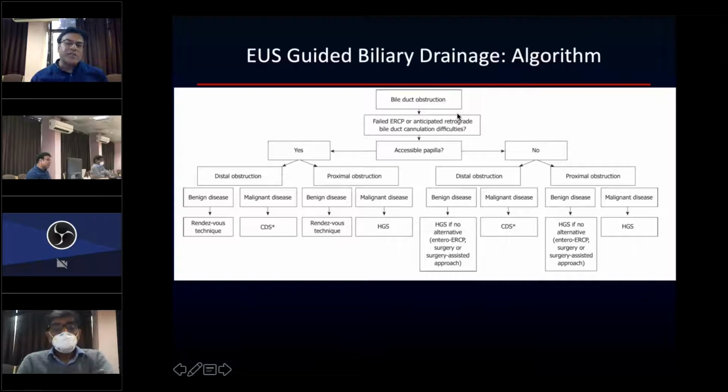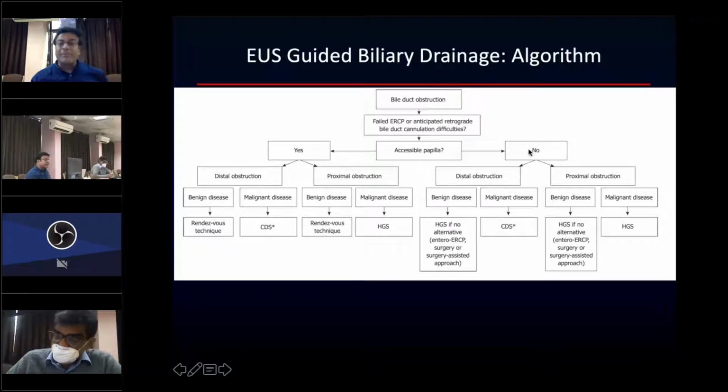So this is the algorithm that is followed once we see whether the papilla is accessible or not. If the papilla is accessible and there is a distal obstruction which is malignant, we do a choledochoduodenostomy. If distal obstruction which is benign, we do a rendezvous. If it's a proximal obstruction, benign disease, we do a rendezvous. Proximal obstruction, malignant disease, hepaticogastrostomy is preferred.